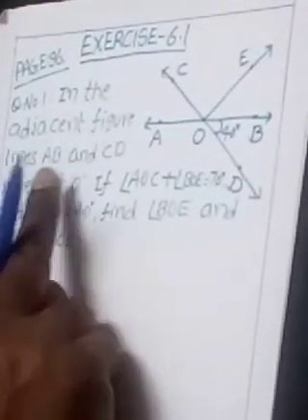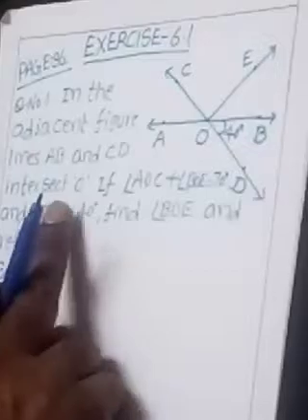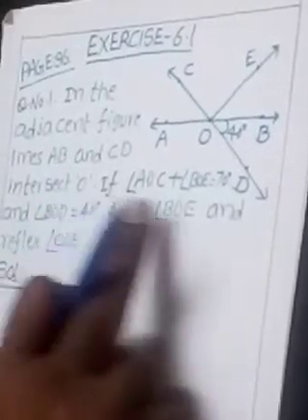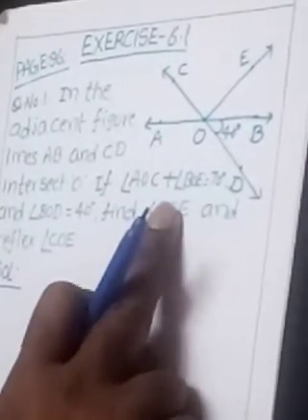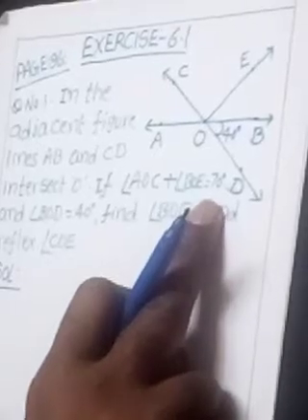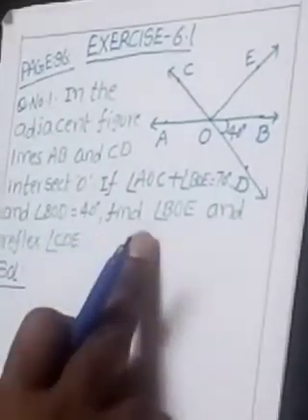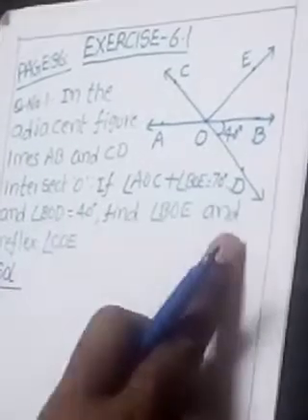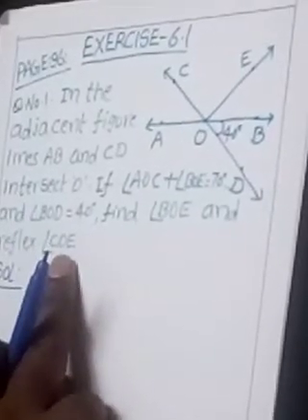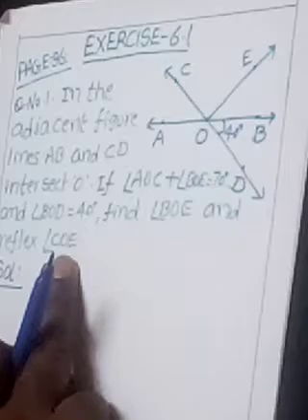In the adjacent figure, lines AB and CD intersect at O. If angle AOC plus angle BOE is equal to 70 degrees and angle BOD is equal to 40 degrees, find angle BOE and reflex angle COE. Understood this question, my children? Please observe the given figure.